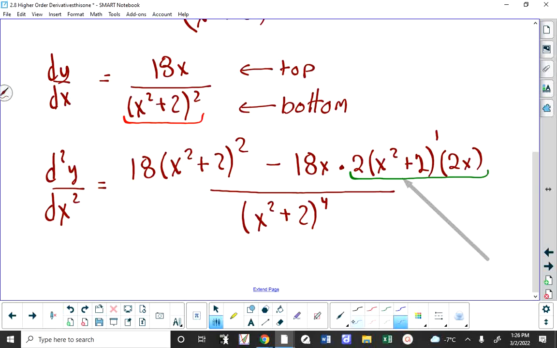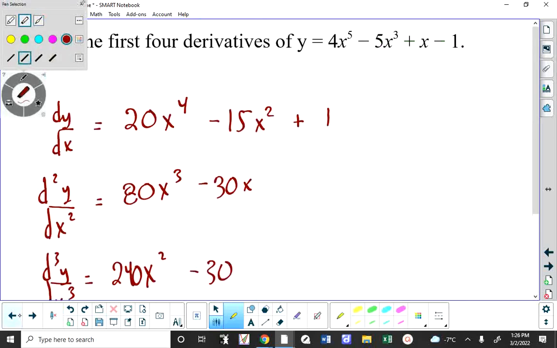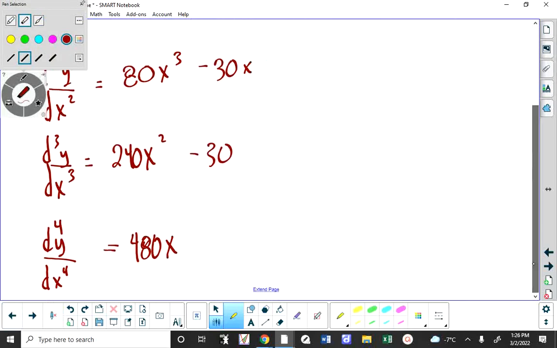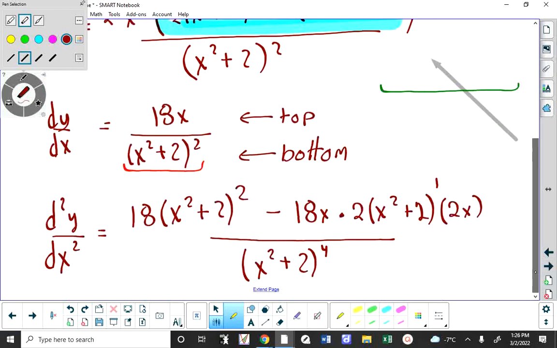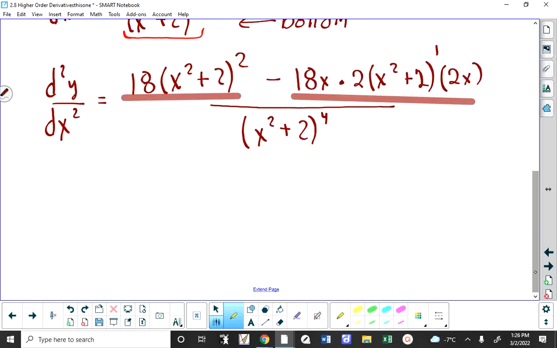And we're back kind of in the same boat that we were in before with the first derivative. We've got 2 terms on the top. Let's factor. So what I am looking at on the top is this term minus this term. So what do they have in common? Well, there's an 18 in each, and they both contain x squared plus 2's. There's an x squared plus 2 squared in the first term and raised to the 1 in the second.